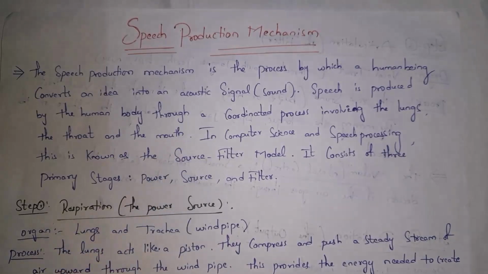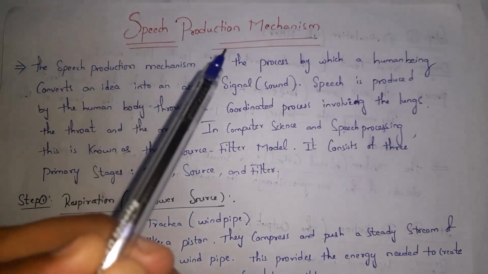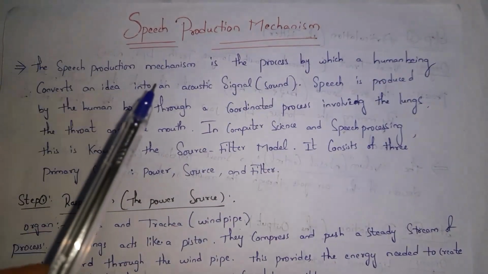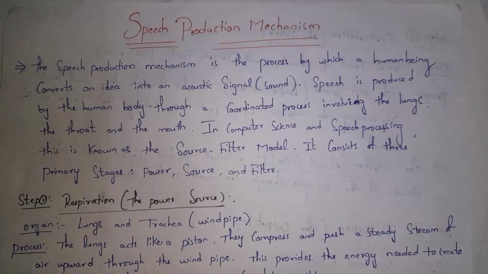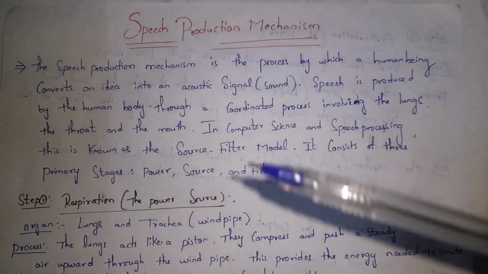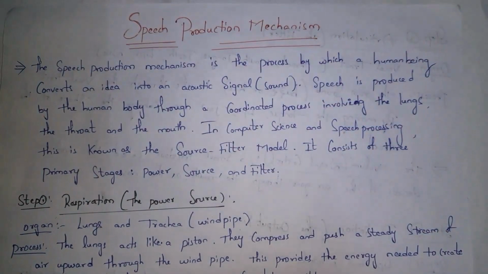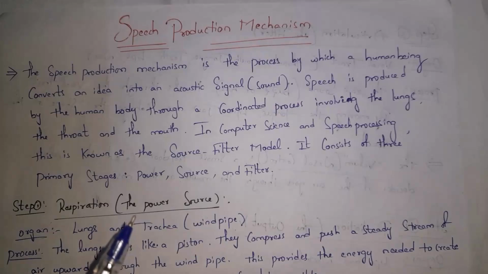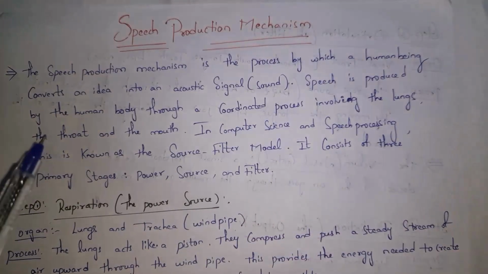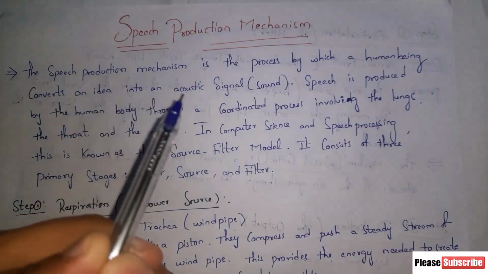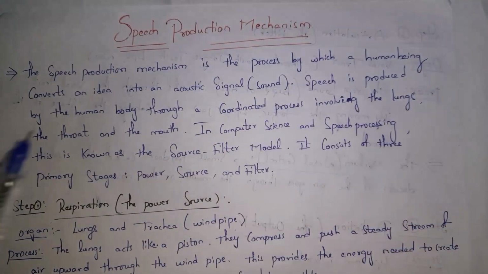Let's get started. The speech production mechanism is the process by which a human being converts an idea into an acoustic speech, that is nothing but sound. Guys, we will speak based on our idea. So converting idea into speech, we call this process as speech production mechanism. Guys, speech will come out from our body through lungs, throat and mouth. So speech is produced by human body through a coordinated process involving the lungs, throat and mouth.